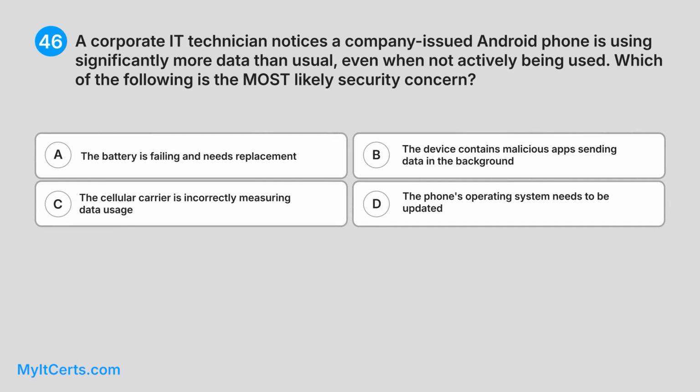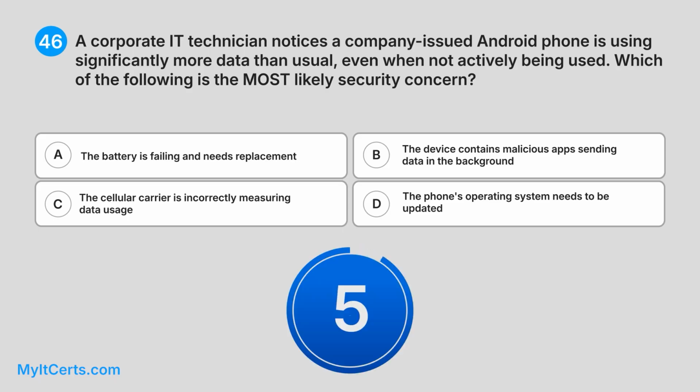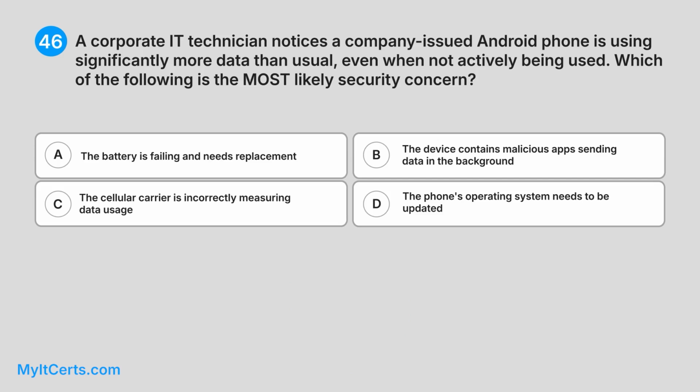46. A corporate IT technician notices a company-issued Android phone is using significantly more data than usual, even when not actively being used. Which of the following is the most likely security concern? A. The battery is failing and needs replacement. B. The device contains malicious apps sending data in the background. C. The cellular carrier is incorrectly measuring data usage. D. The phone's operating system needs to be updated.